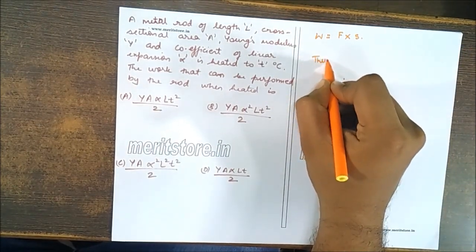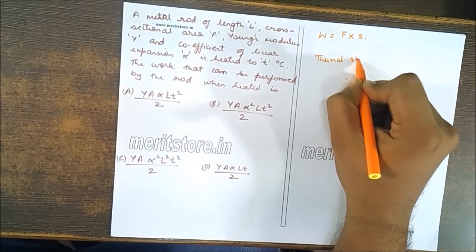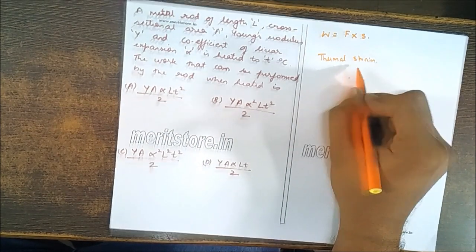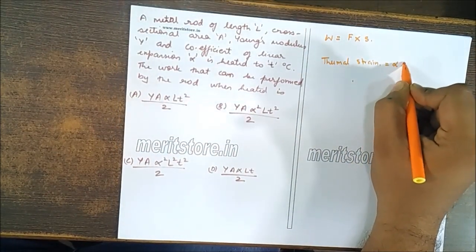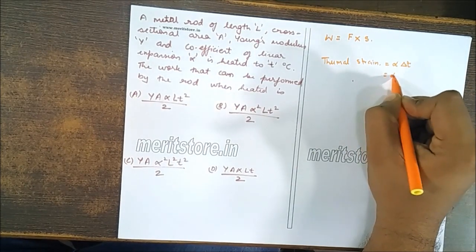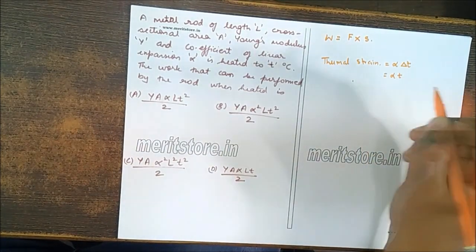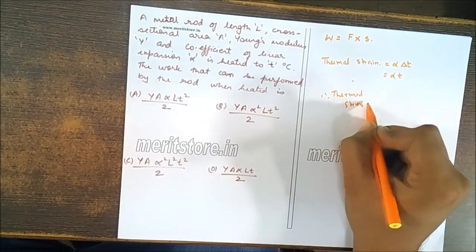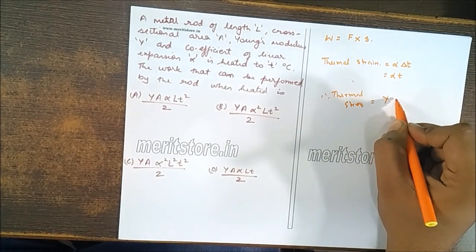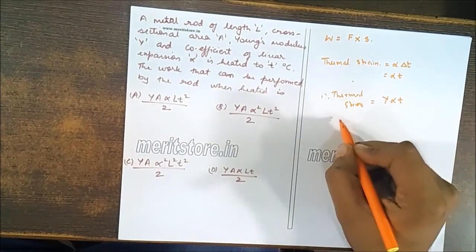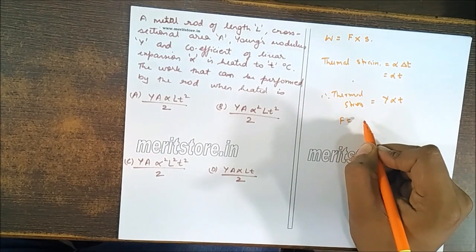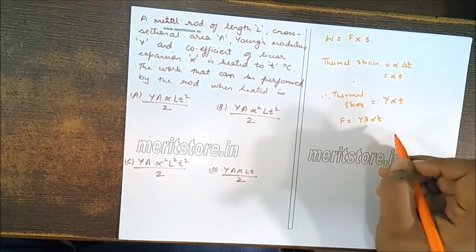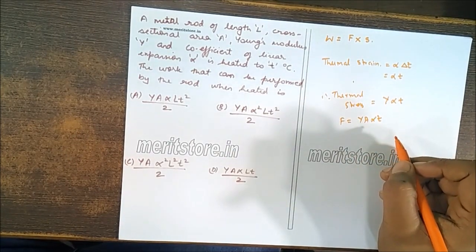First of all, we'll calculate the thermal strain. Now we know thermal strain is equal to alpha delta T. Here it's alpha T. Therefore, thermal stress will be Young's modulus into strain, that is Y alpha T. Therefore, force is stress into area, that means YA alpha T is my thermal force.